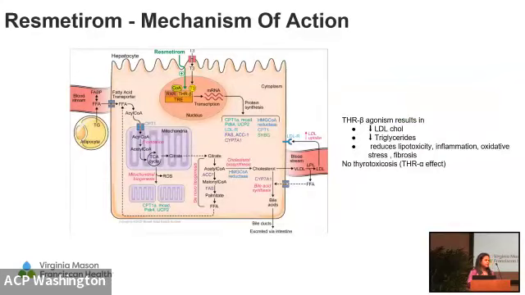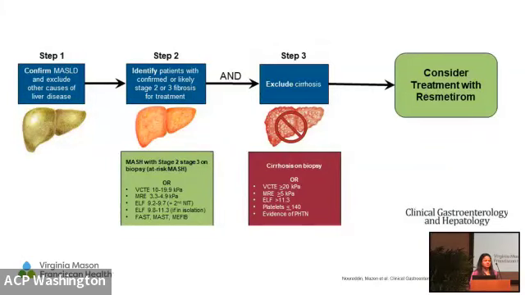So I now tell the patients up front, this is likely going to happen. Once they are aware, then they're less likely to stop the medication. So who are the patients that you are going to start? This study is actually still ongoing. The FDA approved it early. It's an ongoing study, so right now it has been approved only for patients with stage 2 and 3 fibrosis.